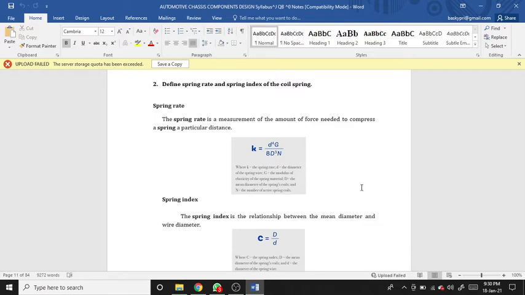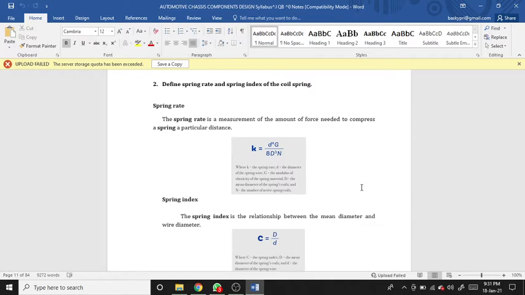Okay, so there are two things available. One is the active number of turns and one more thing, the total number of turns. While designing a spring calculation, we need to consider the number of active spring coils or number of active spring turns. Okay, both are the same.